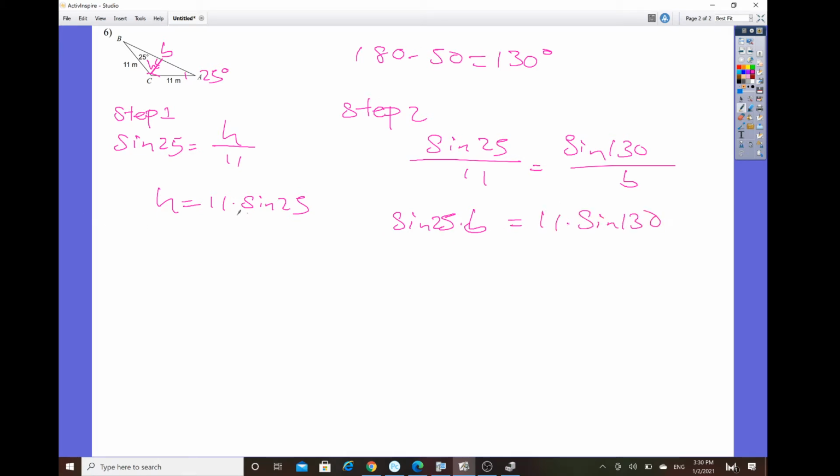Again, you have to do this on the calculator to find the exact value, or the approximate value, of the height and the base. So divide by sine of 25 on both sides. And then we just want to put this all together.